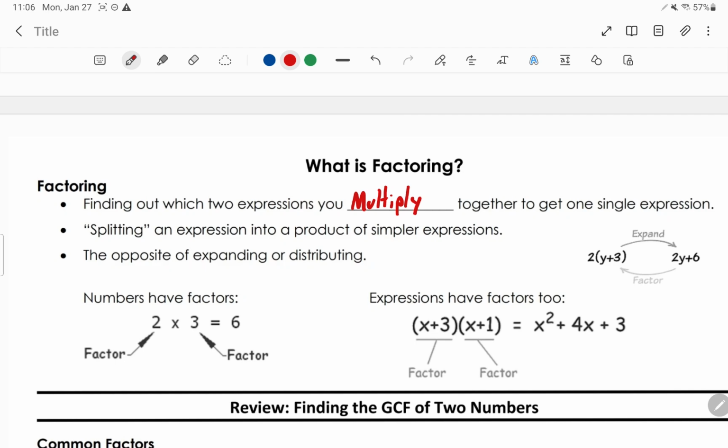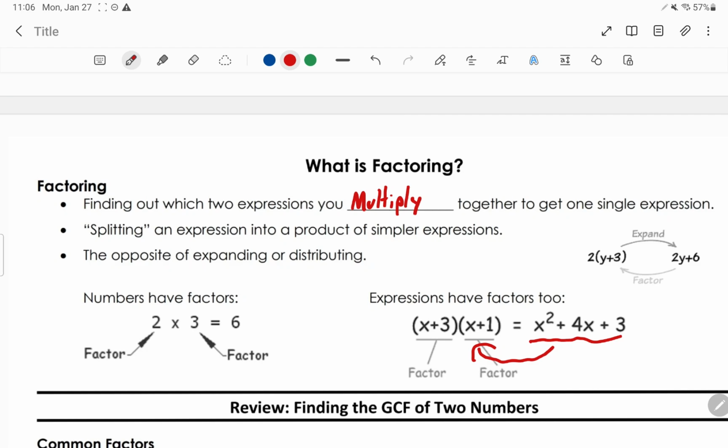Then this is another big important thing. It says splitting an expression into the product of simpler expressions. So we're going to get a trinomial, something that looks like this, and we're going to turn it into the two factors that it's going to be creating. Now finally, the opposite of expanding or distribution. So basically this is telling you what factoring is. Copy all of those.